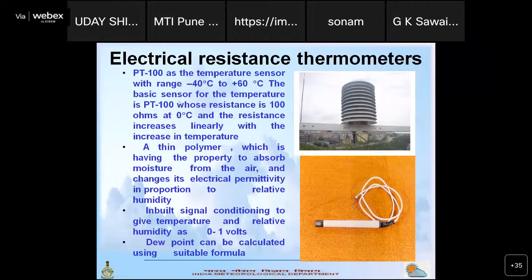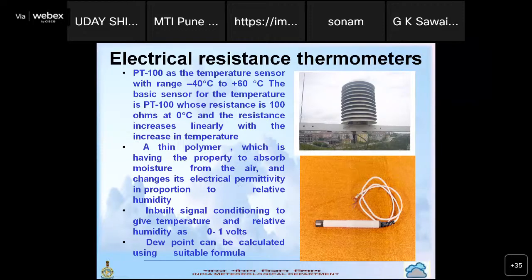This is basically a capacitive sensor. The PT100 is a resistive sensor, and this humidity sensor, the thin polymer, is a capacitive sensor. The dielectric medium is nothing but your thin polymer. Whenever the thin polymer absorbs moisture from the atmosphere, the dielectric medium changes, and you know capacitance is epsilon A by D. Here epsilon is changing, meaning the numerator is changing. So whenever the humidity is more, capacitance is also more, because epsilon is in the numerator. C is directly proportional to the dielectric medium, the electrical permittivity epsilon. This epsilon, the dielectric medium, is connected to this thin polymer. Whenever the moisture in the atmosphere increases or decreases, the capacitance also increases or decreases accordingly.